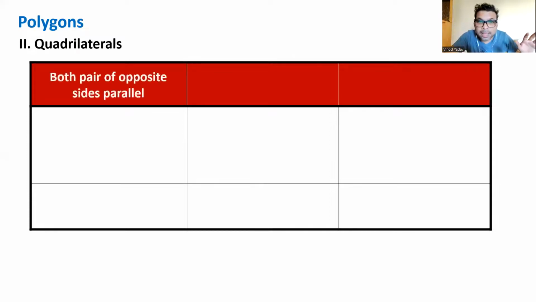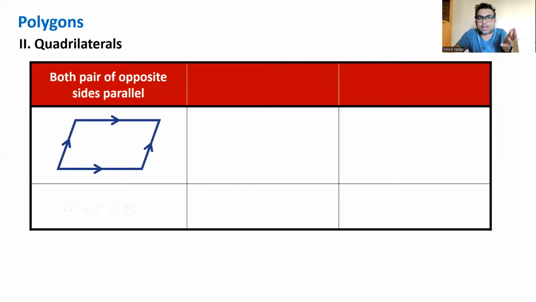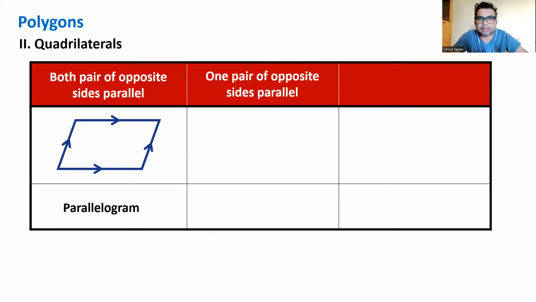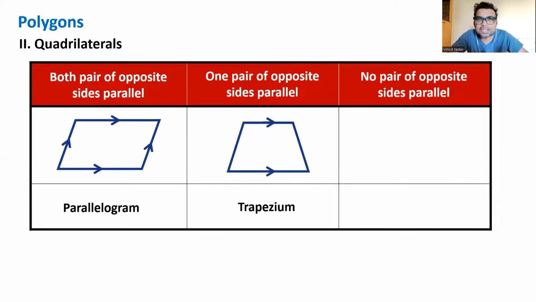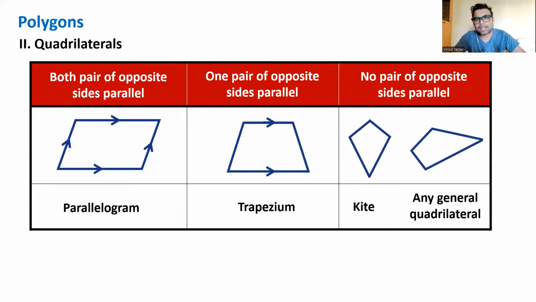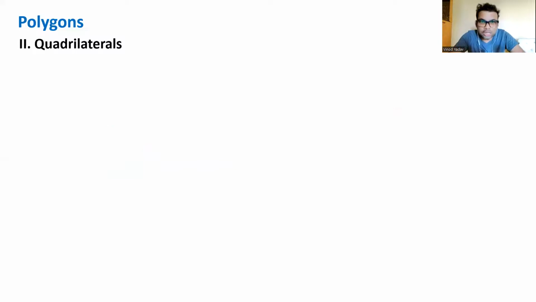If both the pairs are parallel, it's a parallelogram. That particular family will be the parallelogram family. If only one pair is parallel, yes, trapezium. The name of this is trapezium. And if nothing is parallel, any general quadrilateral. One such famous example in that family is kite. Kite is not the only one, it can be any general quadrilateral. So this is like a segregation of quadrilaterals. Let's explore each of them in detail.